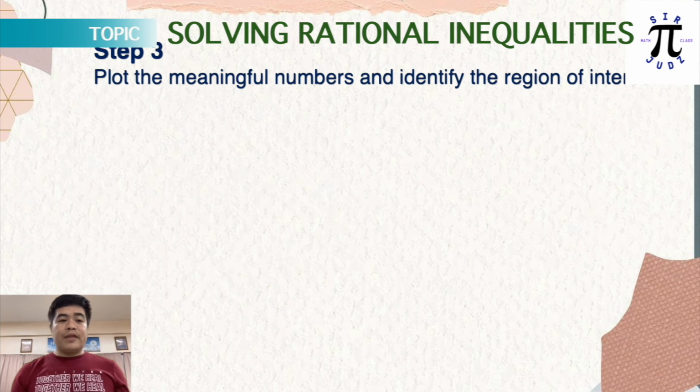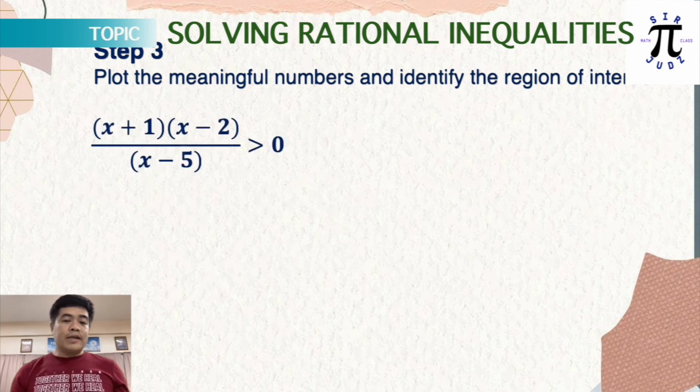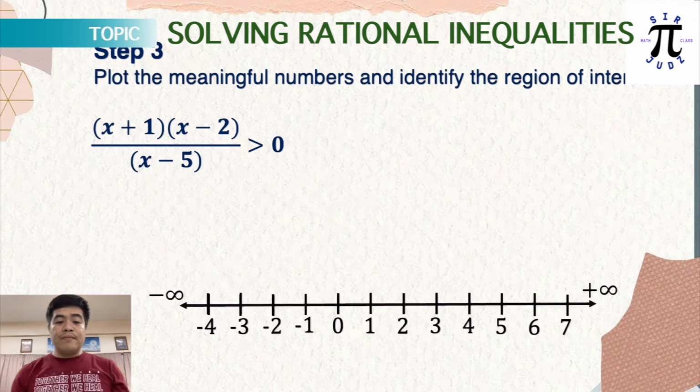So step 3, we're going to plot the meaningful numbers and identify the region of interest. So our expression or our inequality is x plus 1 times x minus 2 over x minus 5 is greater than 0. So we have our real number line. We're going to plot our meaningful numbers here. So our meaningful numbers are -1, 2, and 5.